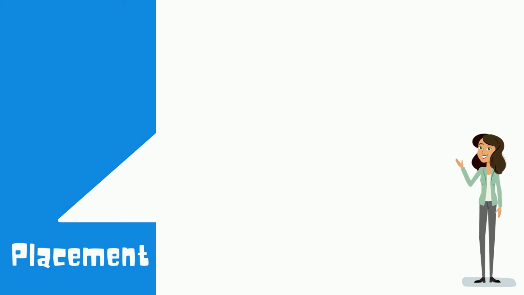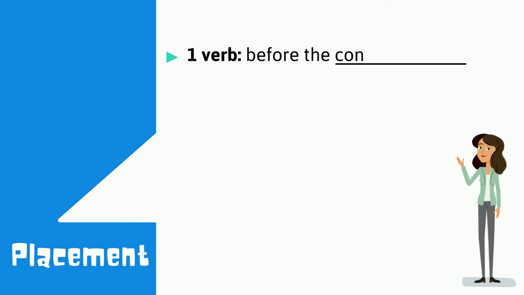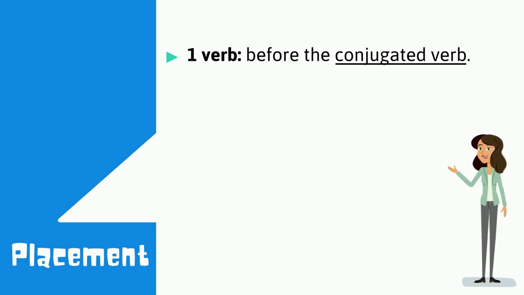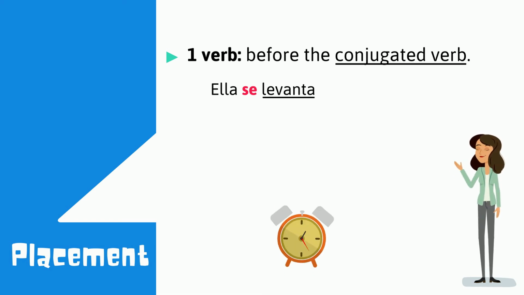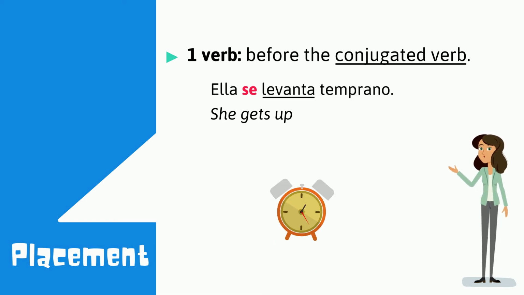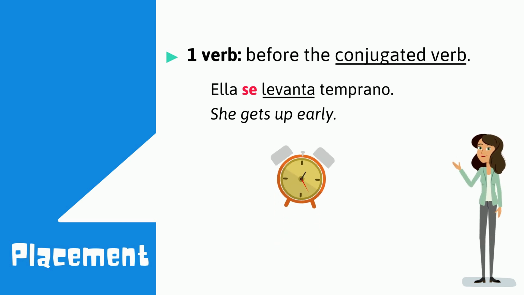Let's talk about where to place the reflexive pronoun. I know we said that it goes before the verb. Well, that is generally true, but let's learn the actual placement rule. When there is only one verb, the reflexive pronoun must agree with the subject and it must be placed before the conjugated verb. Ella se levanta temprano. She gets up early. As pointed out before, the reflexive pronoun must precede a conjugated verb.